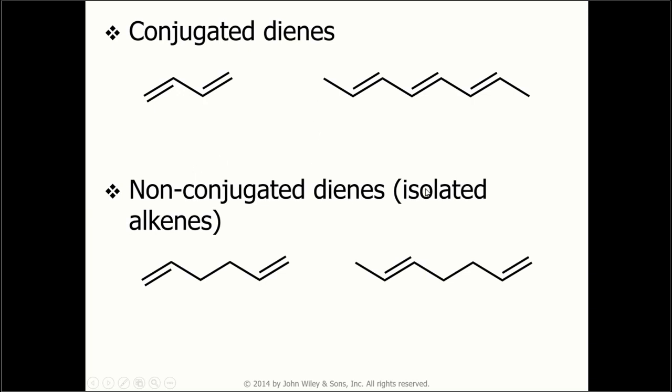Non-conjugated dienes, or isolated dienes, we call them isolated because the electrons here are confined to this small region, and this pair of electrons is confined to this small region. Because there is no p orbital available here, there's no conjugation, there's no communication between this double bond and this double bond. There's no additional stability for these two double bonds.